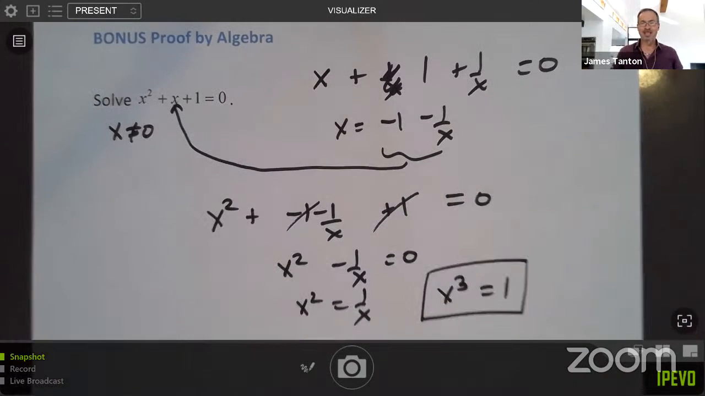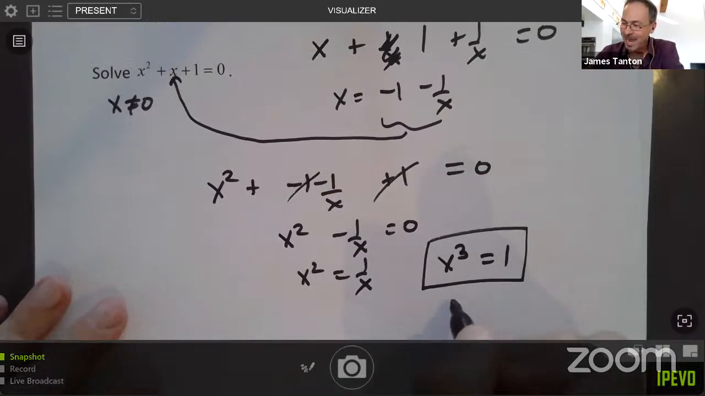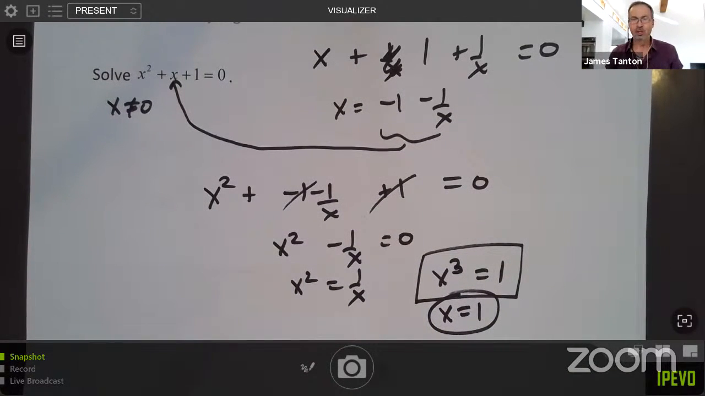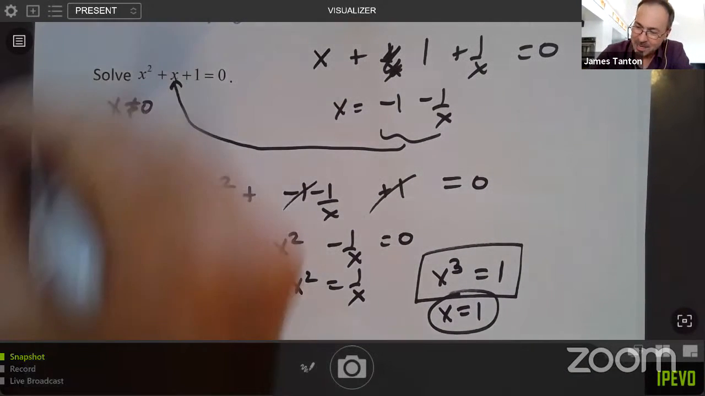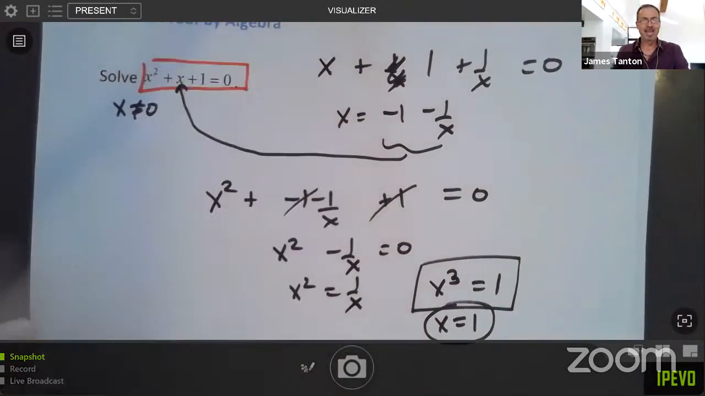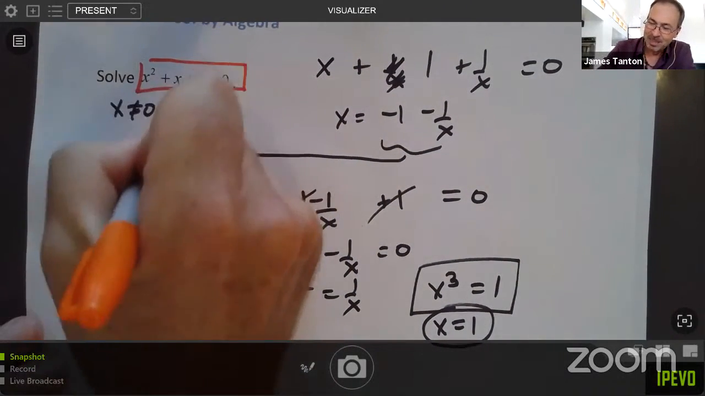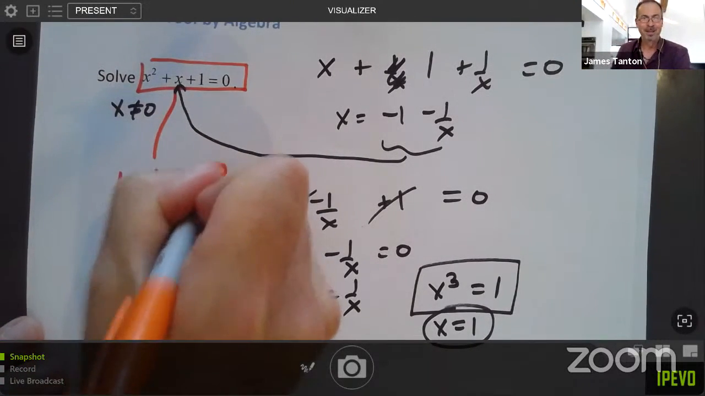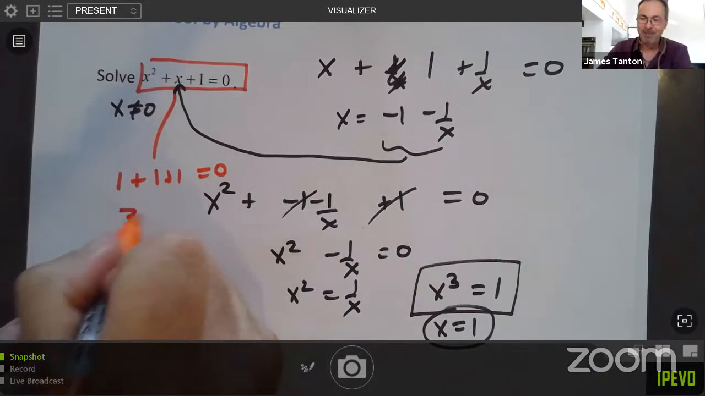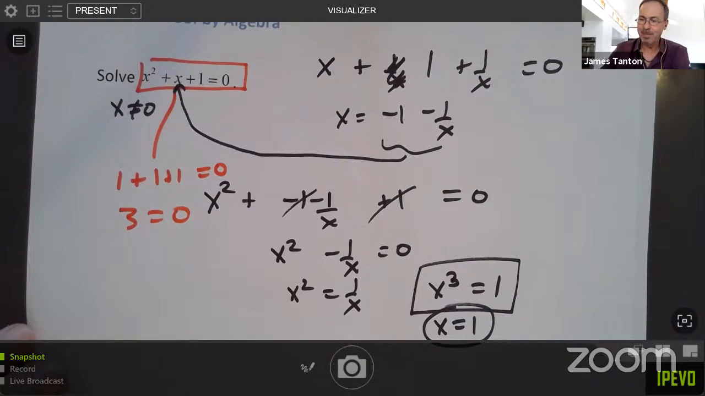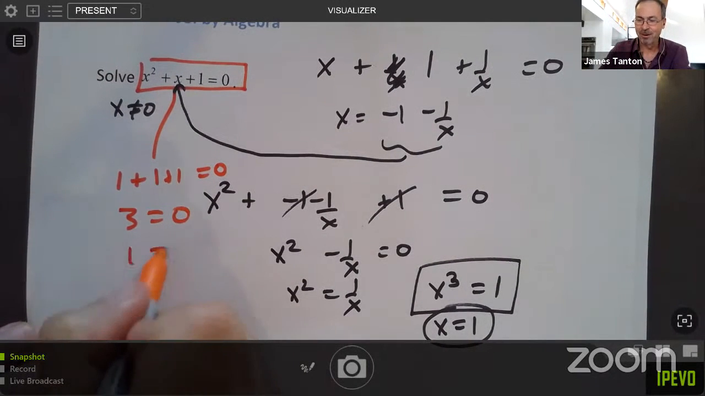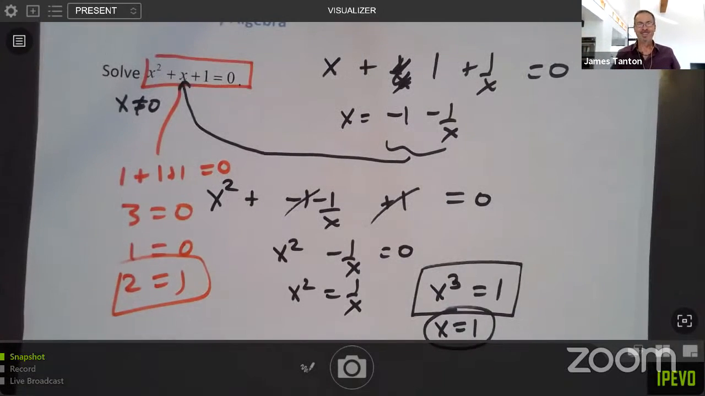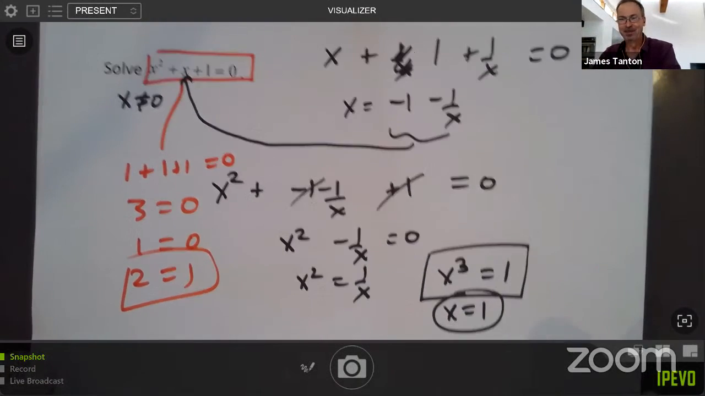Oh, I know the answer to that. 1 cubed equals 1. x must be 1. Great. So 1 is a solution to our original equation. So that tells me, oh, brilliant, James. Then 1 squared, which is 1, plus 1 plus 1 equals 0. I've just learned that 3 equals 0. Let me divide by 3. 1 equals 0. Let me add 1, 2 equals 1. Beautiful. Yes, yes, yes.